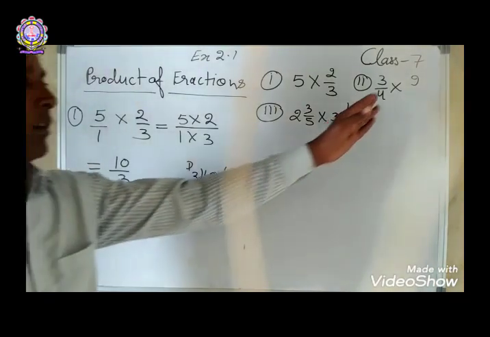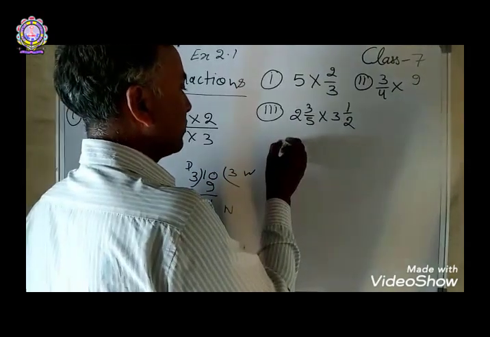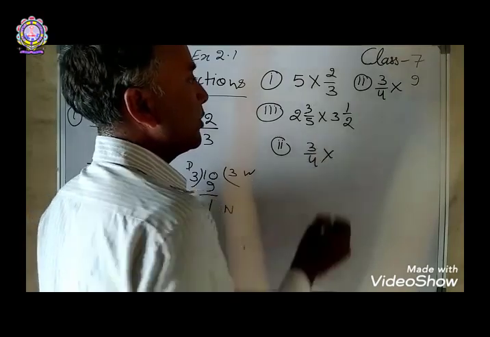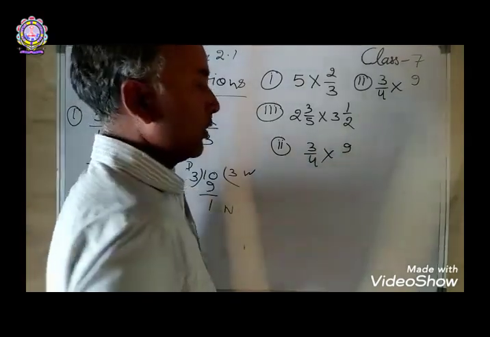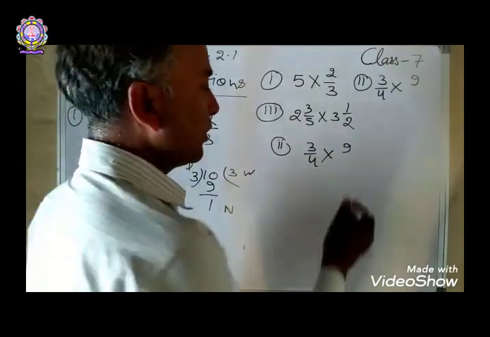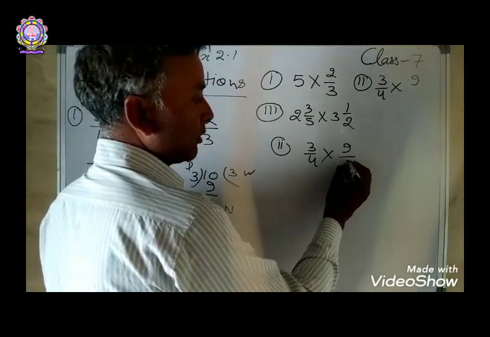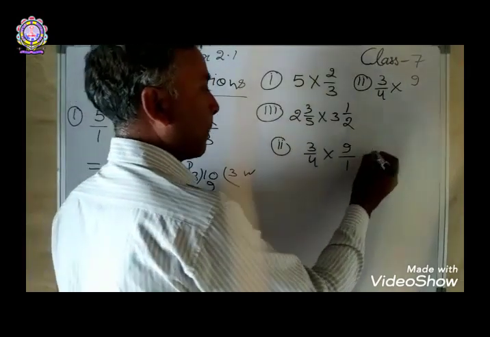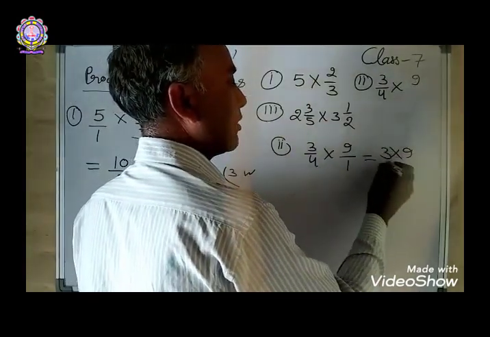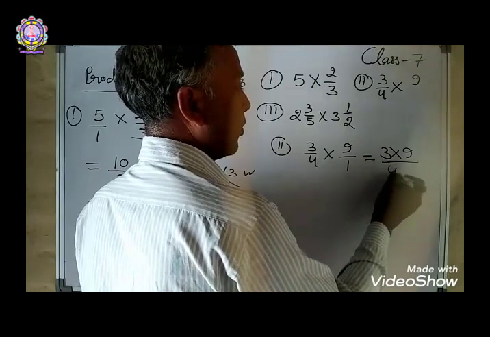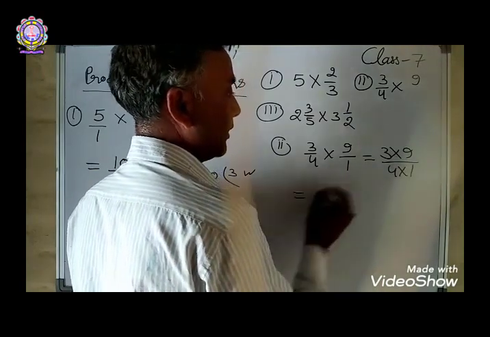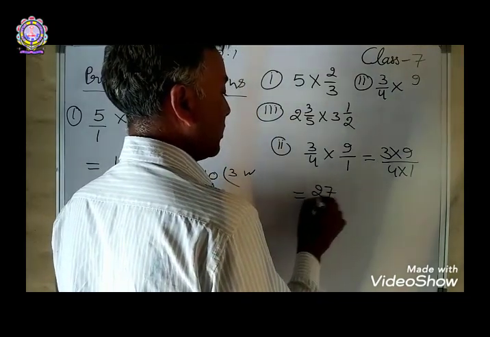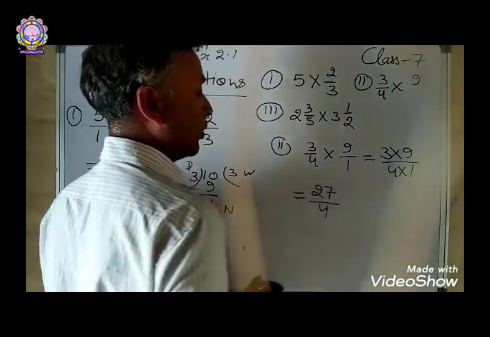And in the same way we check the second part of the question. The second part is 3/4 into 9. So 9 is a positive integer, so we make it a fraction by writing it over 1. And then multiply 3 into 9 upon 4 into 1. That is 9 3s are 27 upon 4 1s are 4.